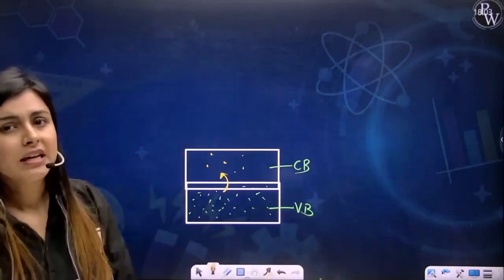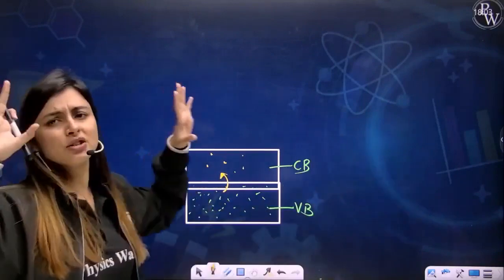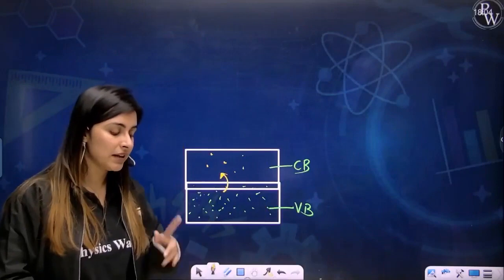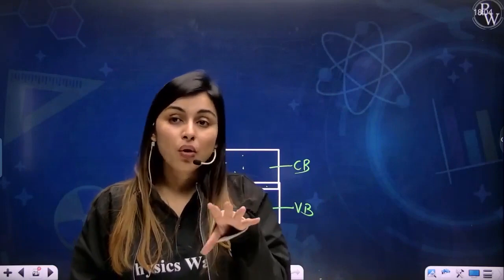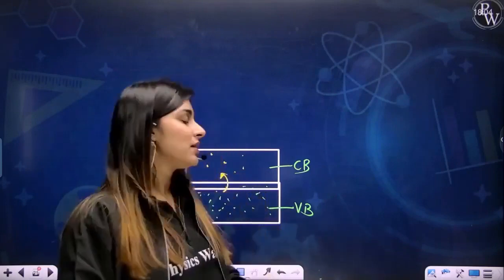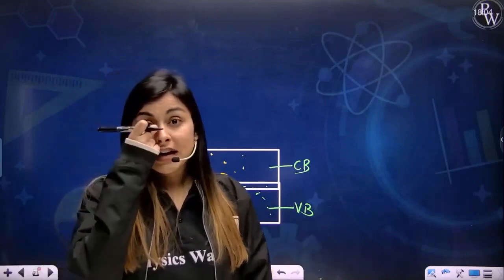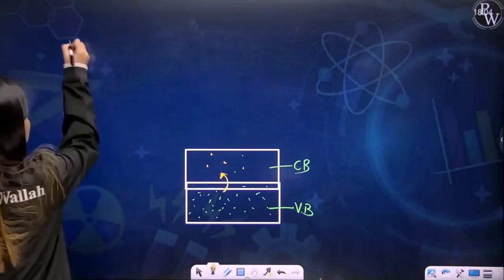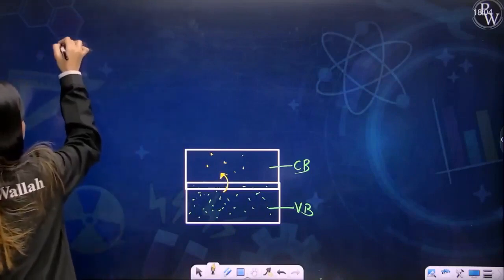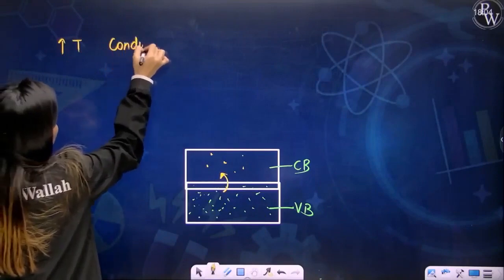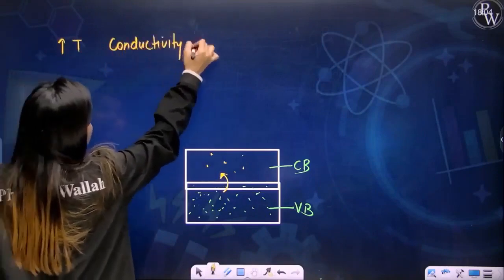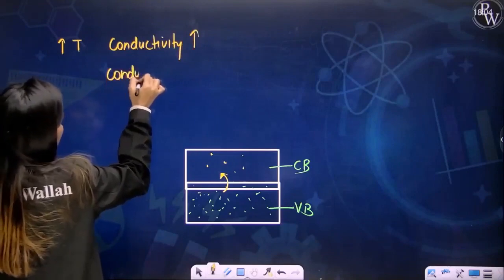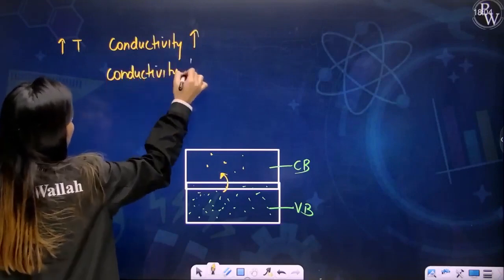Okay, perfect. Till now everything is clear, everything is easy. Now I am telling you one thing, my dear students. What if I increase the temperature of a conductor? First you will tell me, if I increase the temperature, what will happen? Will the conductivity of the conductor increase, or will the conductivity of the conductor decrease? Just think about it and tell me.